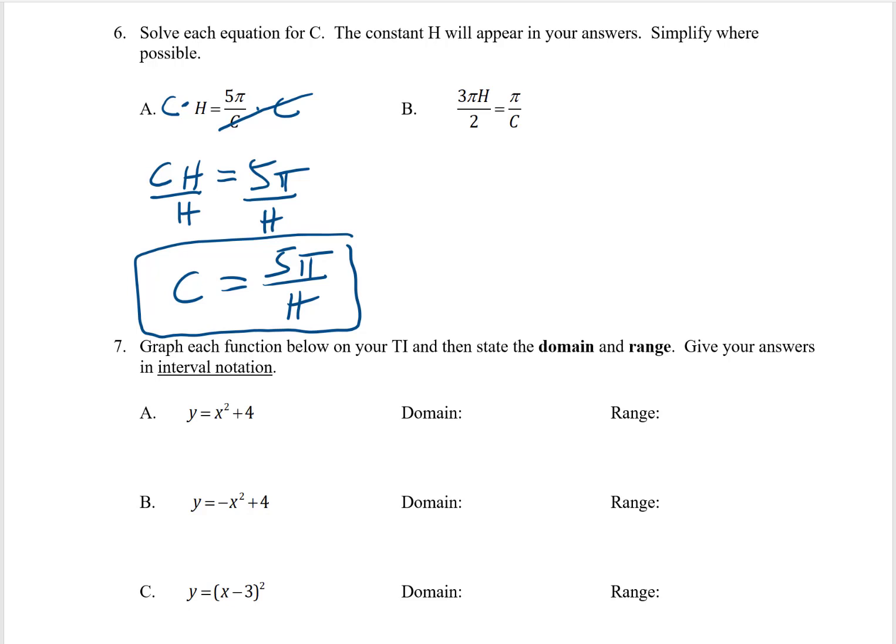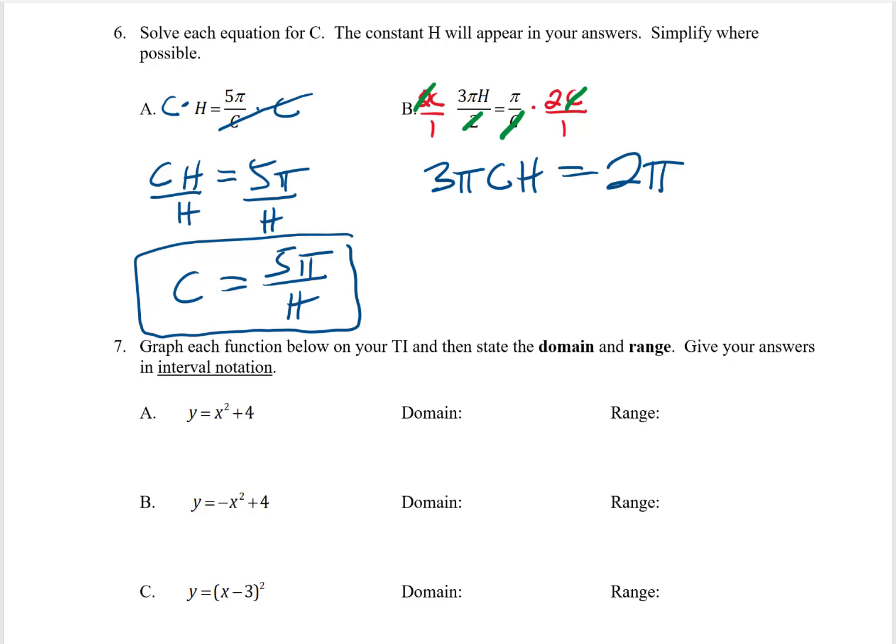To clear the fractions, I would need to multiply by the lowest common denominator, which would be 2c, 2 times c. So if I multiply this side by 2 times c, and this side by 2 times c, all the fractions should now drop out. Here the c's cancel, and on this side it's the 2's that cancel. So after I multiply, that gives me 3 pi ch on the left and 2 pi on the right.